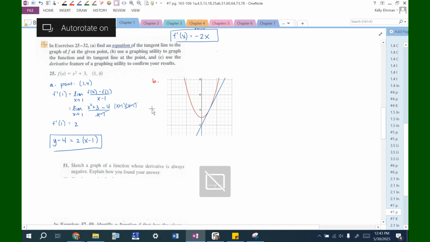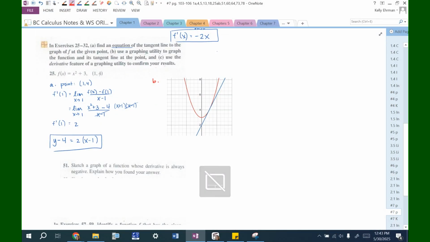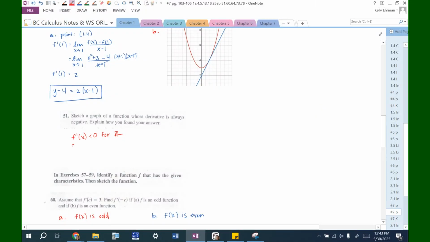All right, number 51, sketch the graph of a function whose derivative is always negative. Explain how you found your answer. So we need a graph where f prime of x is always less than 0. And what that means about the function is that f of x is decreasing for all real numbers. So you can draw any function that's decreasing, and I would say just make sure it doesn't have sharp turns or discontinuities. So I'm just going to draw here's a linear function that is decreasing. That's my f of x. So that definitely has a negative derivative for all x values.